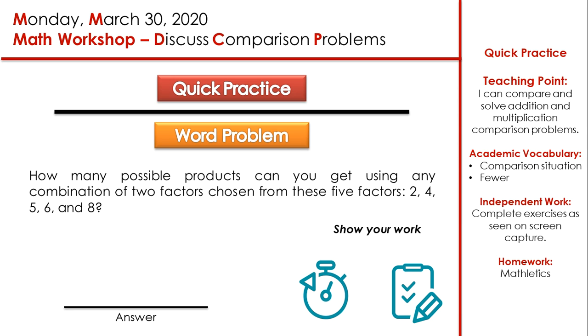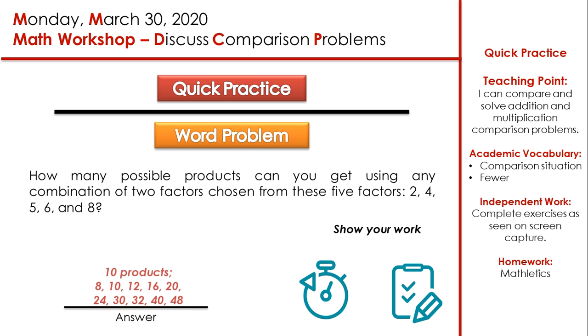Remember that a product is actually the result of multiplying two or more factors. In this case, we are going to be trying each factor times the remaining ones. So at the end, we're going to see how many possible products we have. Remember to show your work.